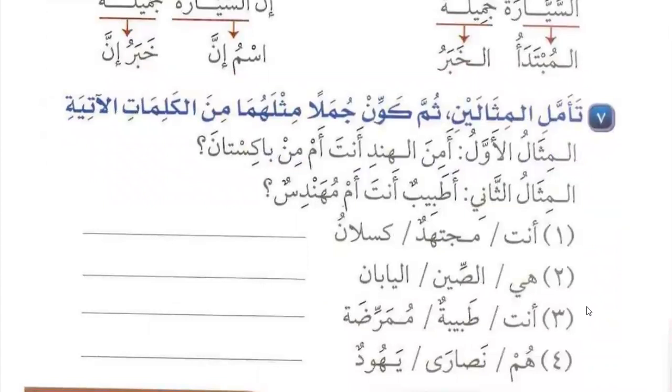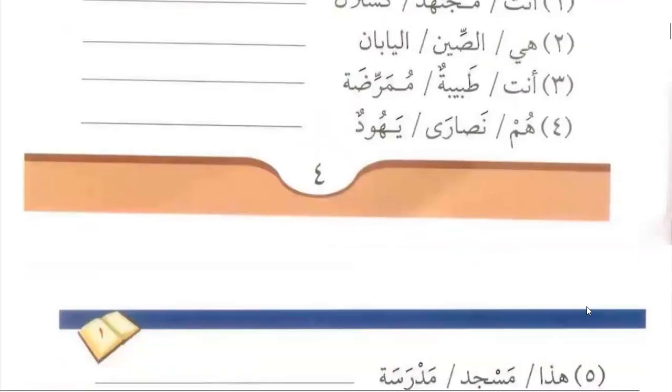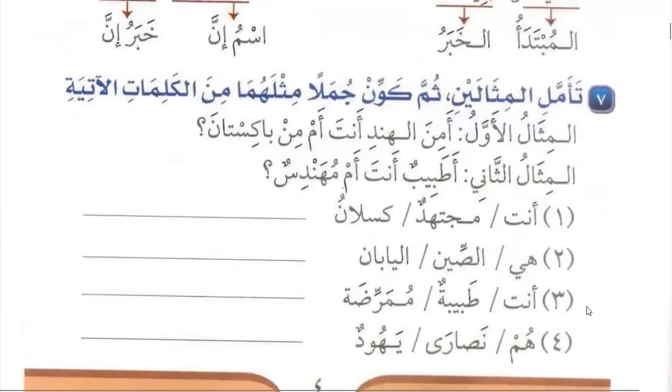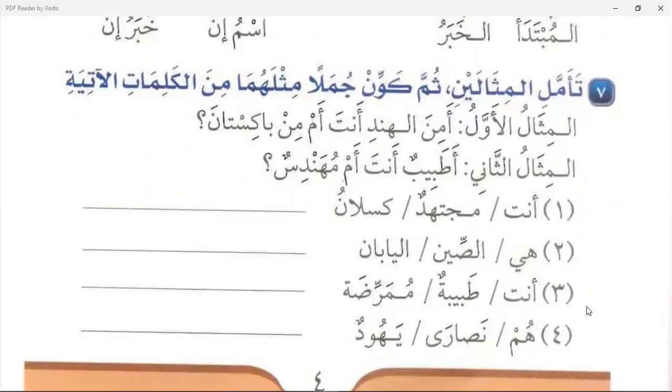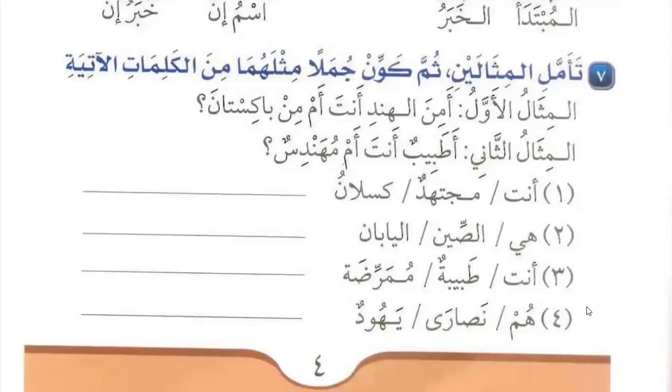Observe the two examples, then make sentences like both of them from the following words. Rizwana. Yes, sir. Read the examples. Al misalul awwal: a min al Hind anta am min Pakistana. Al misalul sani: a tabibun anta am muhandisun. What are they telling you in these examples?